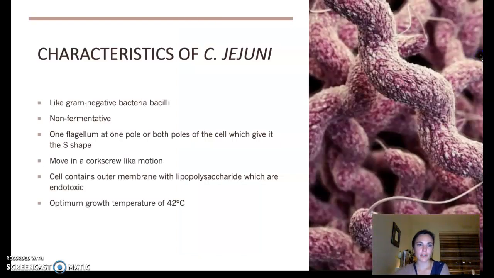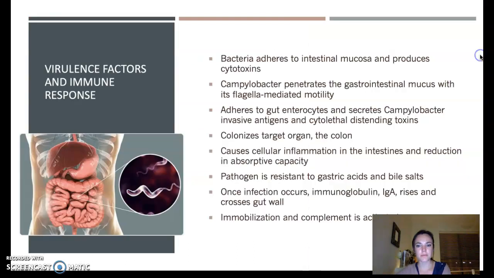C. jejuni in particular is like gram-negative bacilli. It's non-fermentative. It moves in a corkscrew-like motion with its flagellum either at one or both poles, which gives it its S shape. And it contains an outer membrane with lipopolysaccharide, which is endotoxic to cells. And its optimum growth temperature is 42 degrees Celsius, which happens to be the body temperature of birds, so they colonize in birds very well.